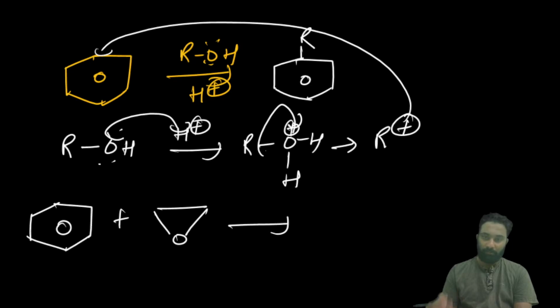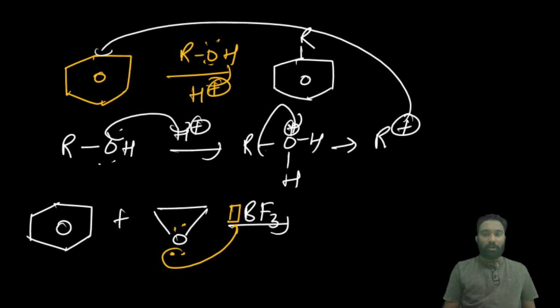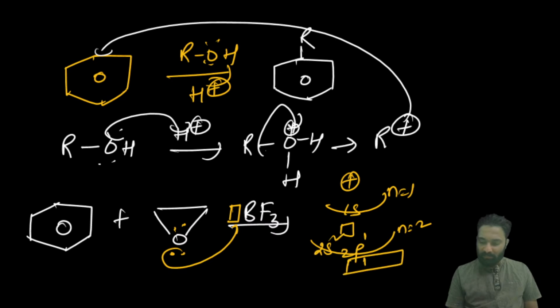one Lewis acid they will give, say BF3. Then with this epoxide also, Friedel-Crafts alkylation will happen. Now this oxygen lone pair of electrons will be given to the vacant orbital of the boron. We know boron is n equals 1, 1s, then n equals 2, 2s2, 2p1. Here we have the vacant orbital.